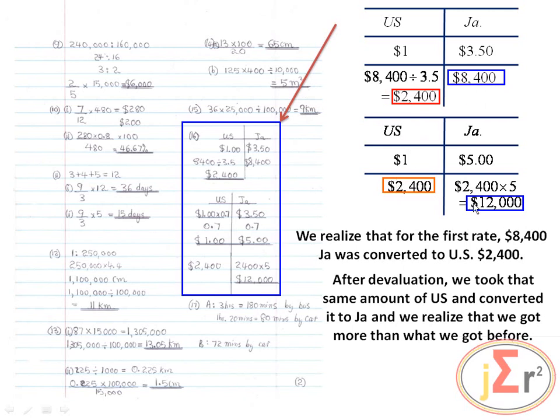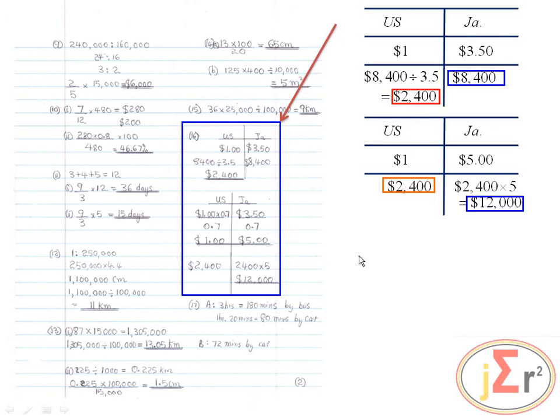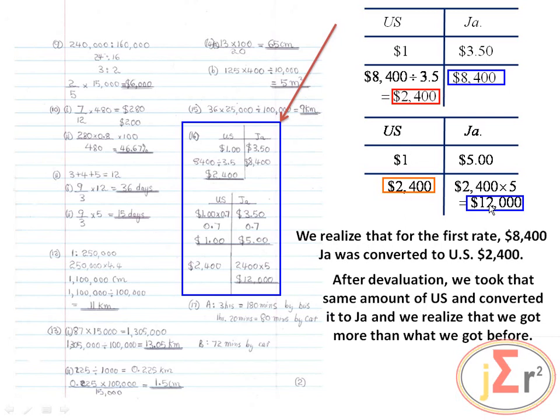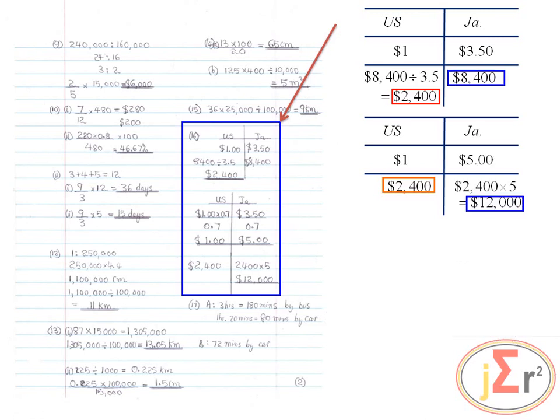This only changed because it lost its value and therefore will take more to purchase the US dollar. And as we see here, the amount on the US side is always the same. So we have a larger figure on the Jamaican side, but not necessarily more money. After devaluation, we took that same amount of US and converted it to Jamaican, and we realized that we got more than we had before.